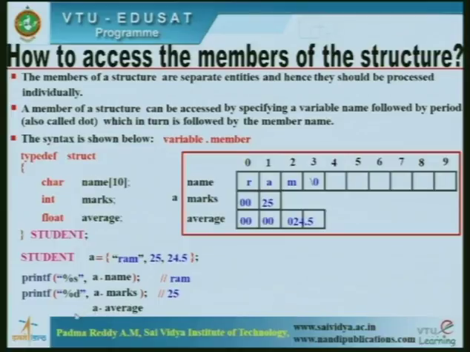To display the average, what is the statement to be used here? Printf. So here the output will be 24.5. I hope now we know how to access the members of a structure and how to display the members of a structure also.